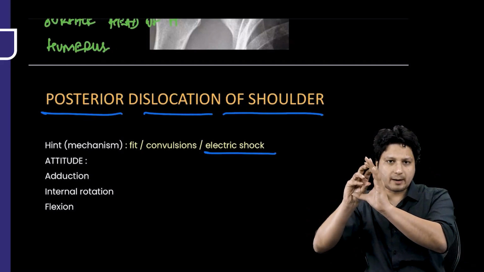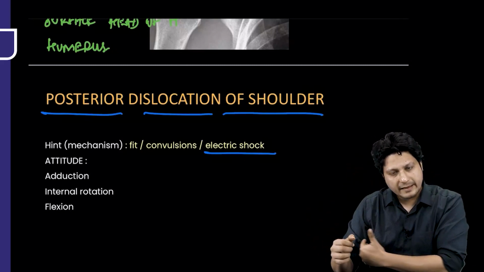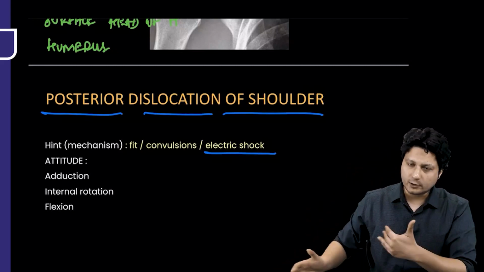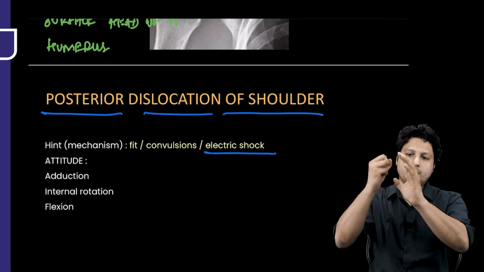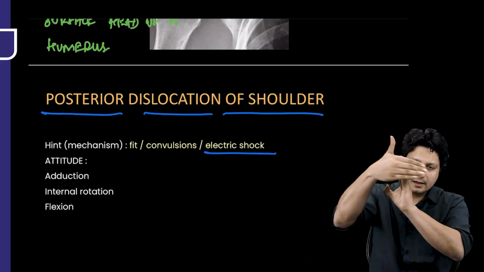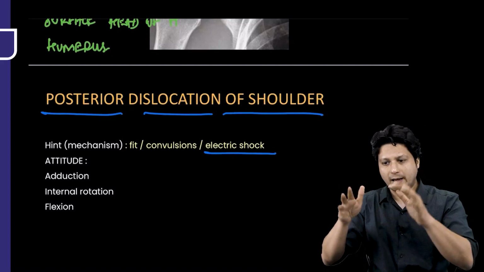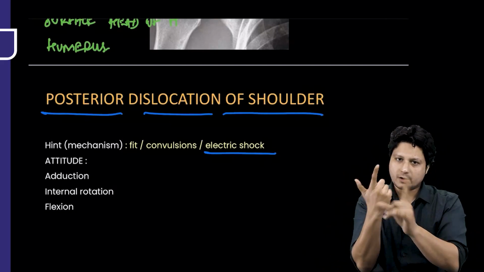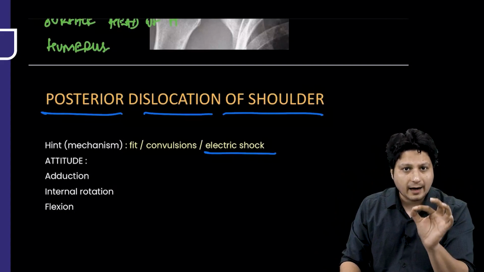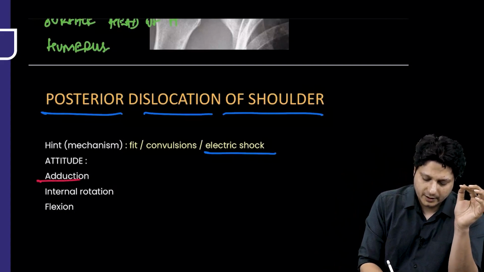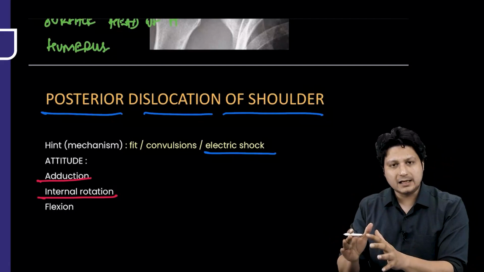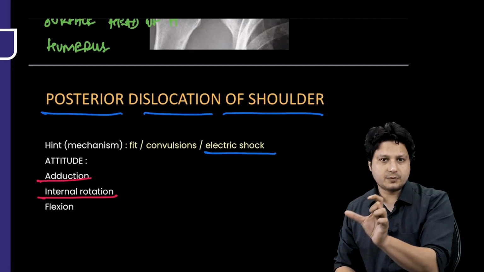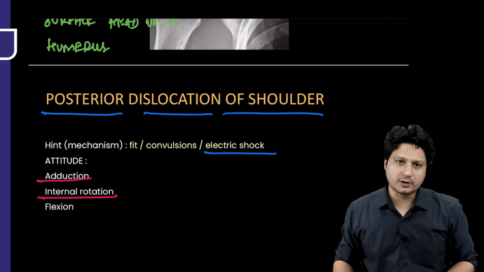Because of the spine of the scapula, it remains lateral. So the medial musculature will be contracting, leading to adduction of the arm. When it is posteriorly dislocated, the anterior musculature will be more contracting, followed by stretching. So there will be internal rotation of the arm. All right, so it is adduction and internal rotation. Adduction and internal rotation are the key observatory findings in the attitude of posterior dislocation of the shoulder.